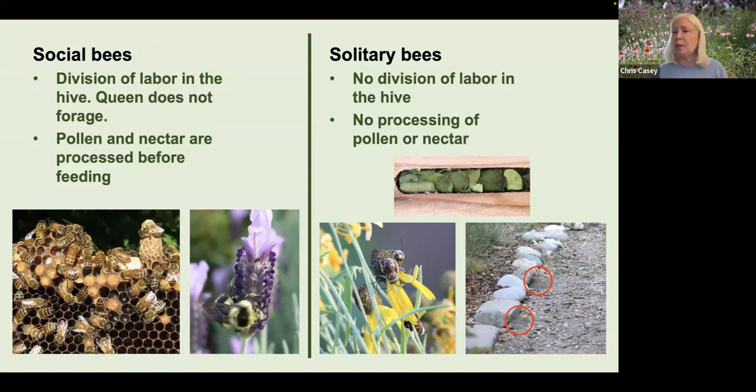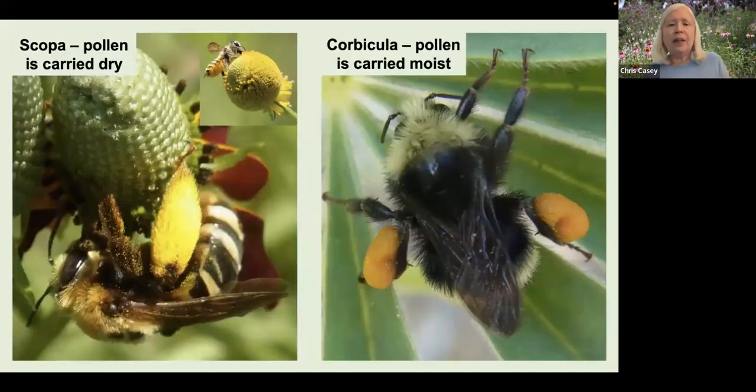And the nests that the bees make, especially underground, are very subtle. The photograph on the lower right with the two red circles shows where nests have been excavated in the ground by solitary bees. And you see just a little bit of soil piled up, but something that could very easily be missed.